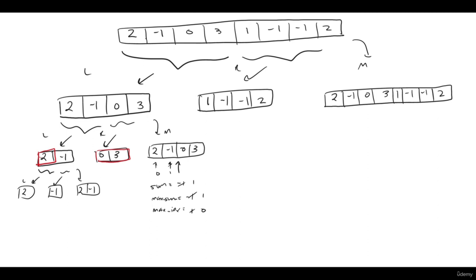And at this point, we have no more items to consider. And the maximum subarray that crosses the midpoint, the portion of it that exists in the left, just so happens to be every single item that's in this left half. And then we do the same thing for the right side.